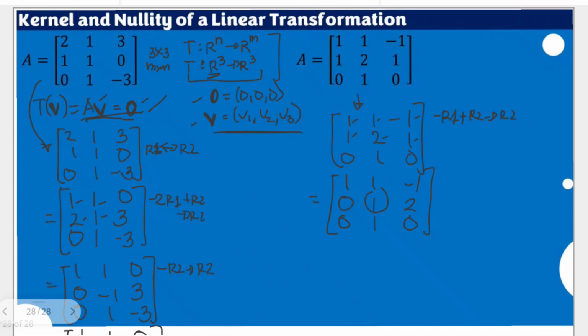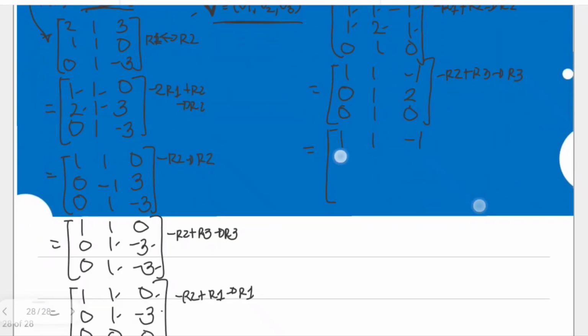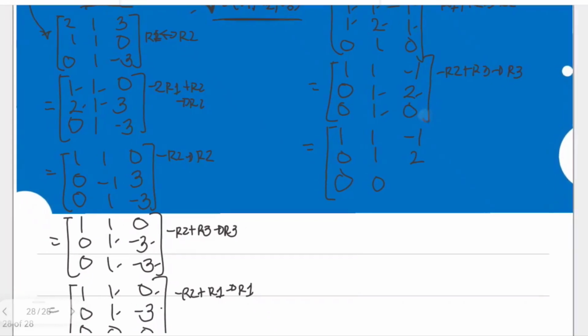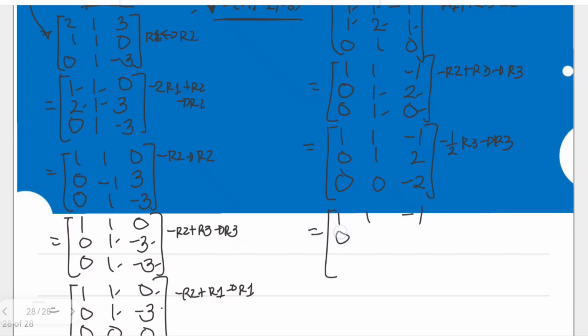Since it's already a leading 1, let's make this 0 now. So we're going to multiply negative 1 to R2 plus R3 for a new row 3. 1, 1, negative 1. 0, 1, 2, still 0. Negative 1 times 1 is negative 1 plus 1, 0. Negative 1 times 2 is negative 2 plus 0, you have negative 2. Of course, we can multiply negative 1/2 to row 3. So this would be a 1. Leading 1. 1, 1, negative 1. 0, 1, 2. 0, 0, and then 1.